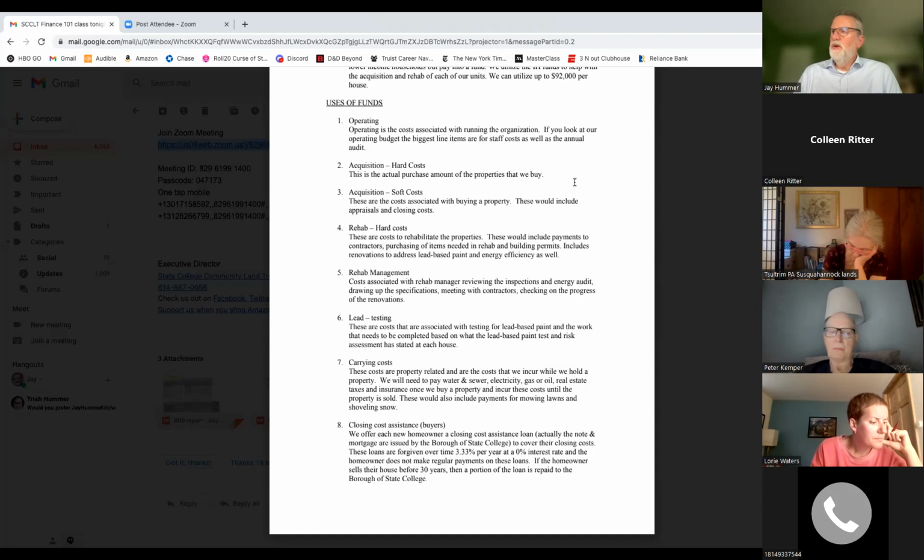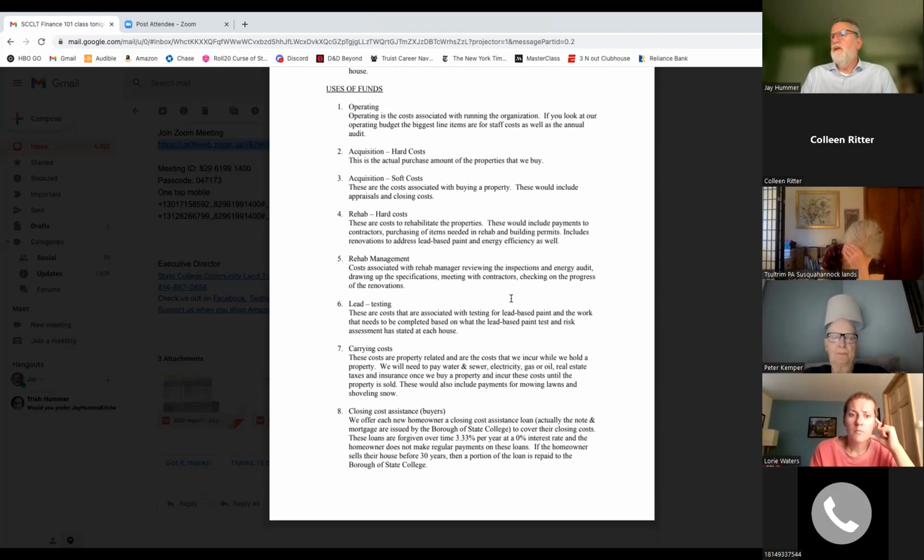And we do our testing for lead. There are carrying costs involved. Hopefully we only have them while we're doing our renovations. On rare occasion, we have a house that we need to carry for a long extended period of time. The real estate taxes still have to be paid, and the utilities, and the lawn has to be mowed and all that kind of stuff. So if there's not a homeowner in it, the land trust has to pay those carrying costs.